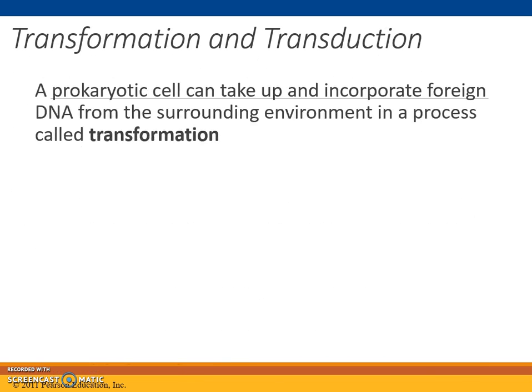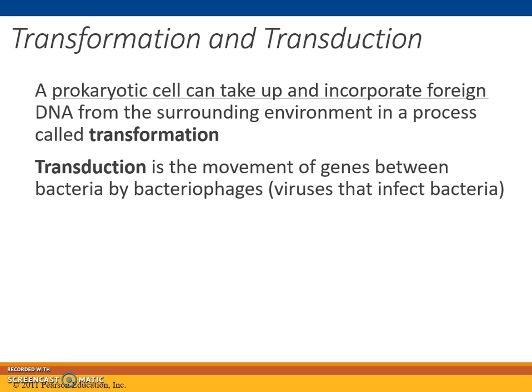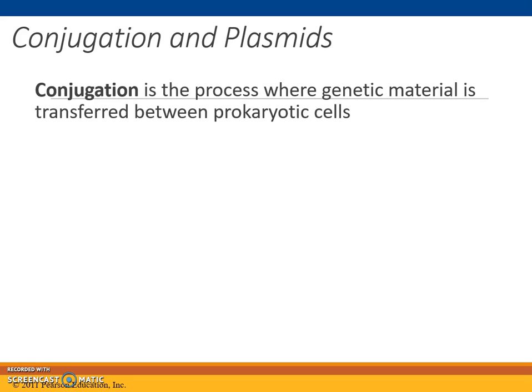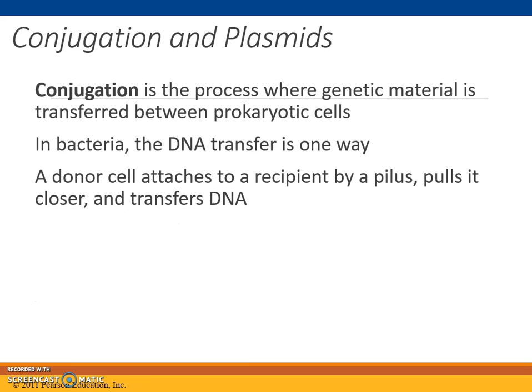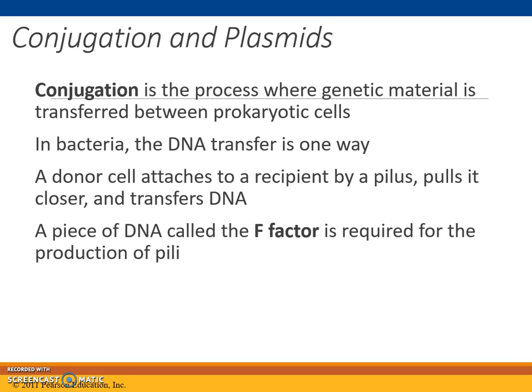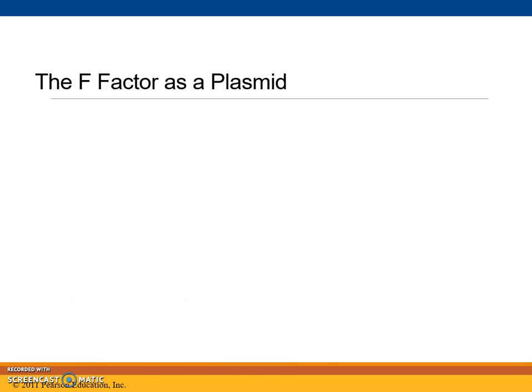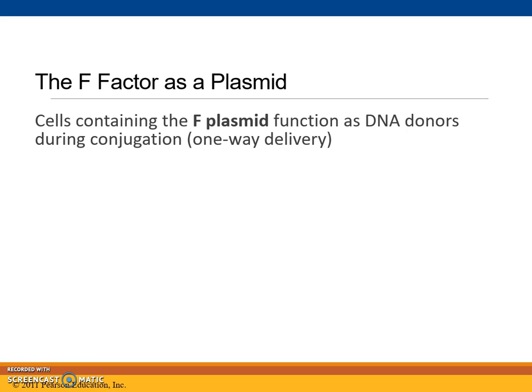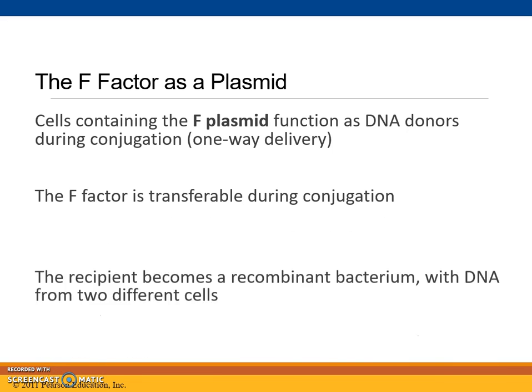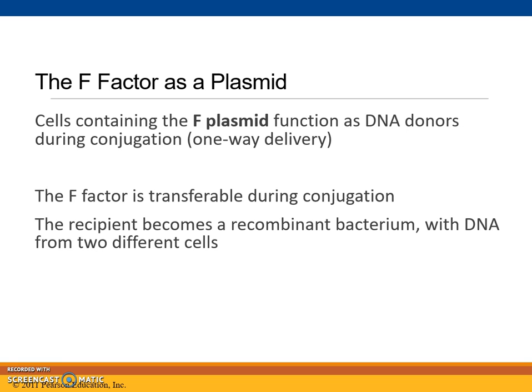Transformation and transduction, as you have already seen in the video, I'm going to go through quickly. Transformation is incorporation of foreign DNA in bacteria. Transduction is movement of genes between bacteria by bacteriophages. And finally, conjugation is sort of like sexual reproduction in bacteria, where genetic material is transferred. One bacterium becomes the donor, attaches to the recipient by a pilus, and transfers the DNA. A piece of DNA called the F factor is required for the production of pili. The F factor as a plasmid functions as a DNA donor during conjugation, and it's a one-way delivery. It transfers during conjugation and the recombinant DNA is formed in the recipient cell.